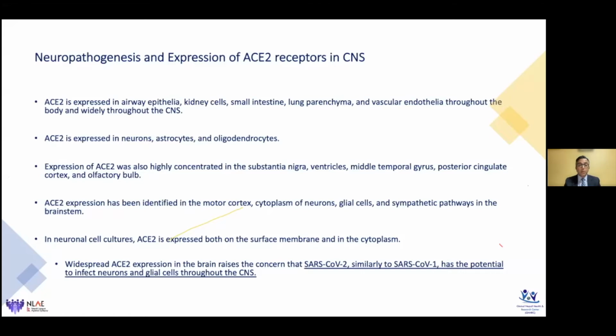In the neuronal cell culture, what we saw was that ACE2 is also expressed on the surface membrane as well as in the cytoplasm. So this raises the concern that widespread ACE2 expression in the brain could have the potential to infect the neurons and glial cells in a similar manner to the way the first coronavirus had infected in the previous SARS.